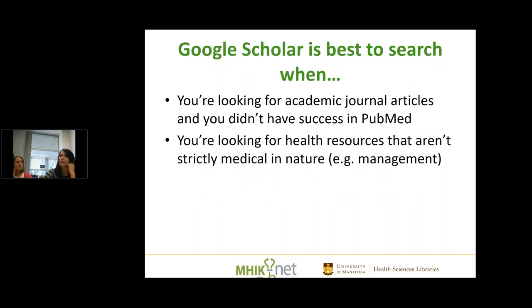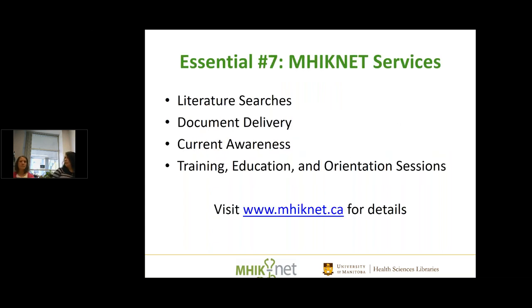And so Google Scholar is best to search when you're looking for academic journals and you didn't have success in any of the other databases, or if you're looking for information that isn't strictly medical in nature. I know that some people are looking for healthcare management or interdisciplinary stuff, like combining nursing with anthropology or something like that. Because it's such a diverse and broad database, there's a lot in there that you would never find in PubMed. So I'll pass it back over to Marty.